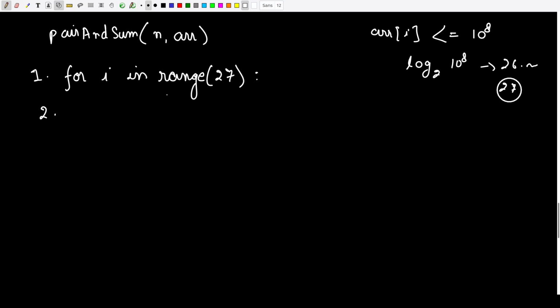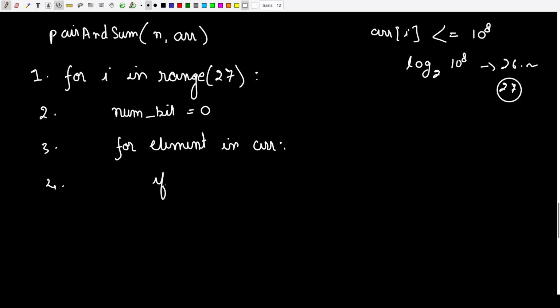Now for each element, we would like to see how many times a particular bit is set to 1. Initially the number of times the bit is set to 1 is 0, so let us set it to 0. Now we will iterate on each element of the array, and while iterating, we will check if that particular bit is set to 1. So element and that particular bit, which is 0x1 left shifted by i times, right? This will essentially tell me whether the ith bit is set in the element or not.